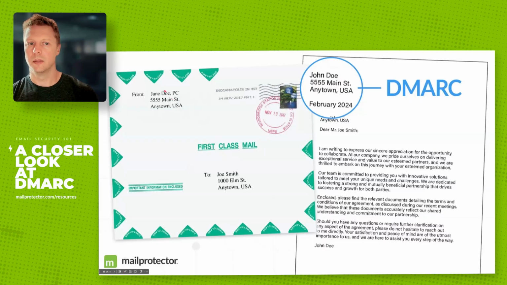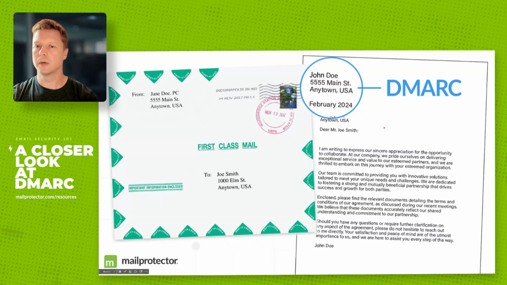Let's say this from address, instead of it being Jane Doe, was a widget company. So widget company has sent me this message. John Doe works for widget company. So I'm communicating with John at the widget company. So I do trust that.